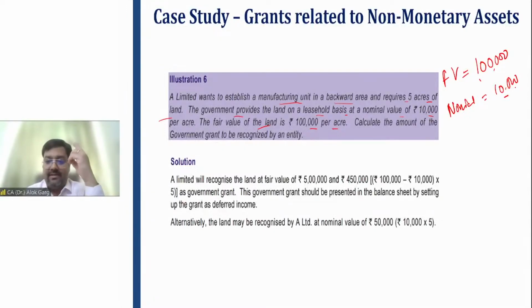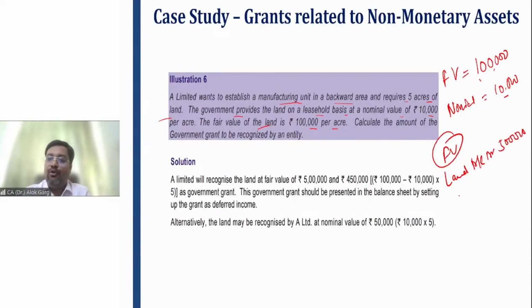So there are 2 ways for recognizing this asset or grant. A Limited will recognize the land at fair value, right? So the first one is the fair value approach. Going by the fair value approach, what is the entry? Land account debit by how much? 5 acre into 1 lakh, which is 5 lakh. The entity is paying 50,000 rupees, and government grant will be credited by 4,50,000 rupees, deferred government grant.